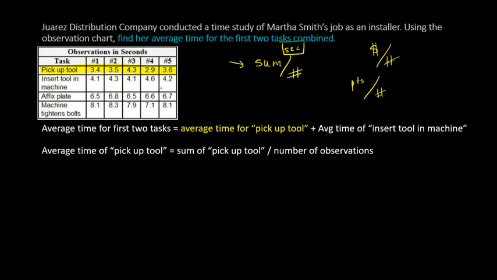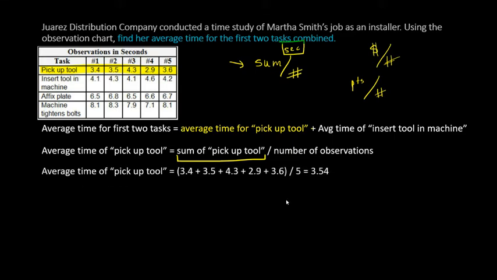Okay, so in this case, that means we're going to sum up all of the pickup tool seconds, right? So we're going to take 3.4 plus 3.5, plus 4.3, plus 2.9, plus 3.6. We're adding all that up. And then we're going to divide by the number of times she was observed. So there are 1, 2, 3, 4, 5 numbers there, 5 observations. So we'll divide by 5. Okay, and that gives us 3.24. So that's her average time for that first task.